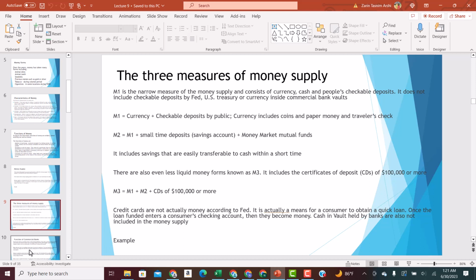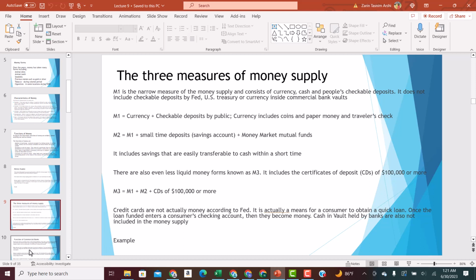So that's CD. So they're less liquid, but if it's less than 100,000, it's part of M2. If it's 100,000 or more, then it's part of M3. So M3 is a broad measure of money supply. It includes everything in M1, everything in M2, plus CDs with a value of 100,000 or more.